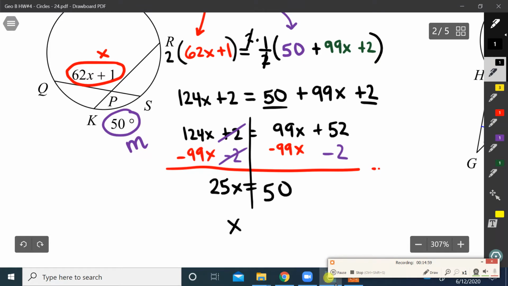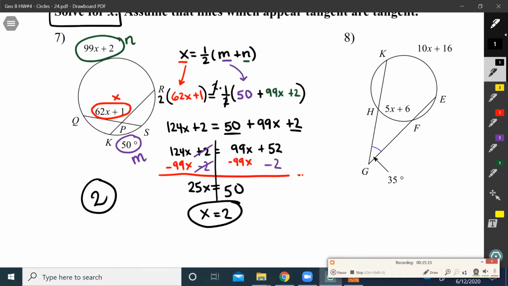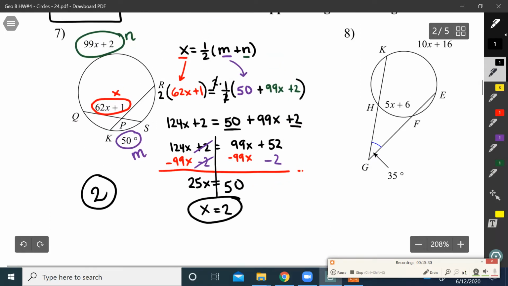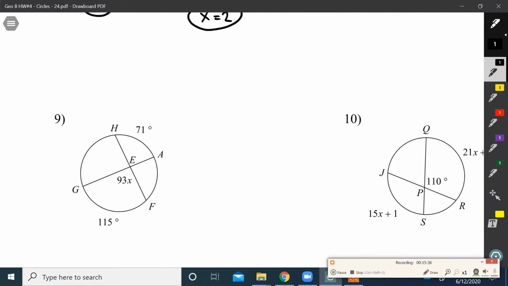That means that x is equal to 2. So the answer for number 7 is 2. As you can see, the problems are getting a lot more challenging than the first ones. The first ones were kind of like a warm-up. Now number 7 is getting a little bit more challenging because we have to understand what it is that we have to use, and that is difficult sometimes.